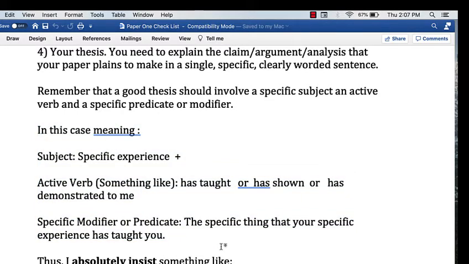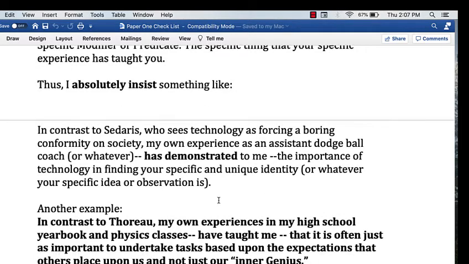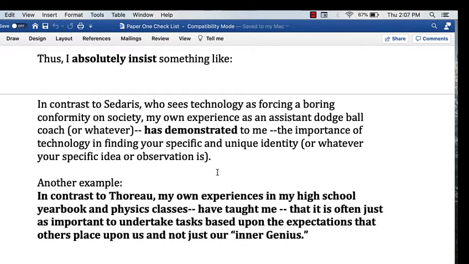And again, I've already shown you these, but the checklist has sort of templates or demonstrations, examples of what these kinds of thesis statements should look like, so that we have a specific experience, an active verb here, and then the specific thing that you are taught by this experience, right?